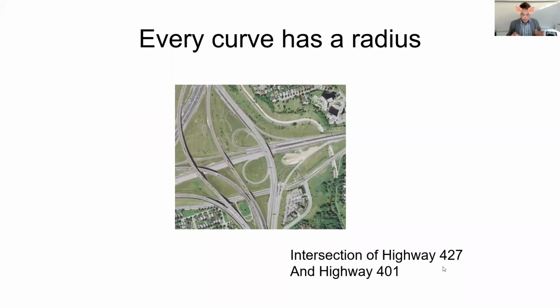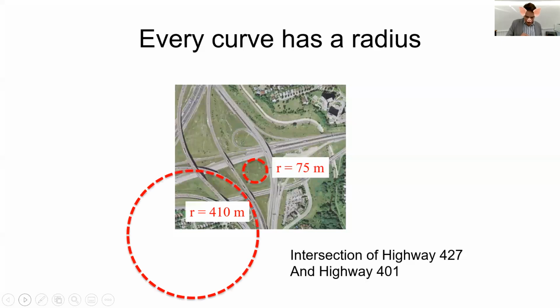So every curve has a radius. Here is a bird's eye view of the intersection of Highway 427 and Highway 401. The little off-ramp here is like a circle, and it has a radius of 75 meters.